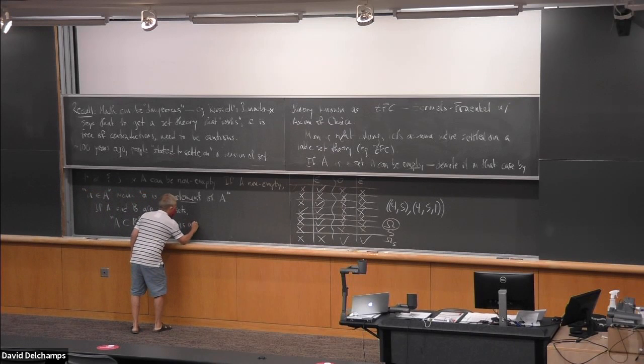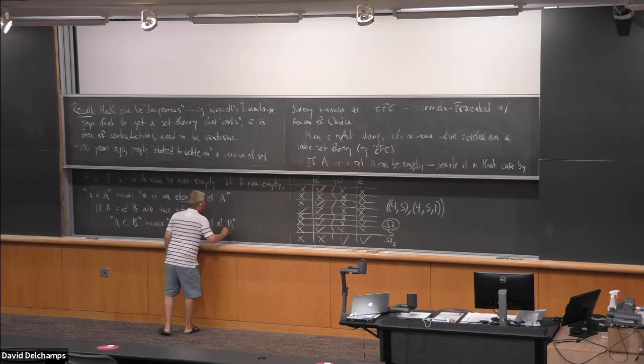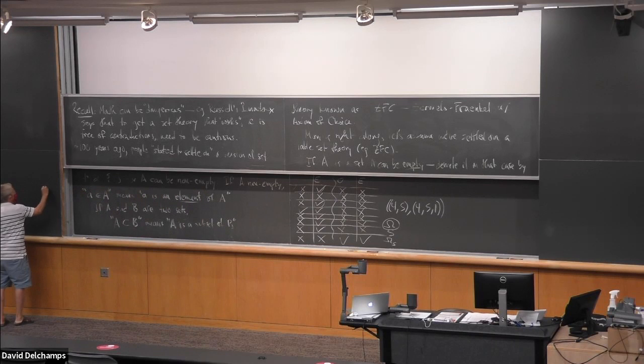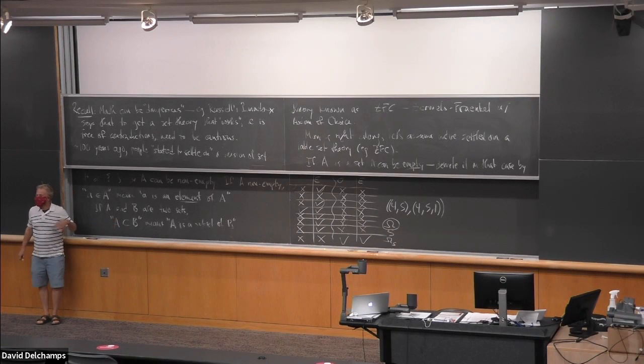A subset of B. Now, some of you were raised probably with this notation meaning a subset that may be all of B, if A is all of B, that's allowed there, and using this other notation to mean A is a proper subset. That's not the case in this course. This just means subset, either a proper subset or the whole thing, okay?